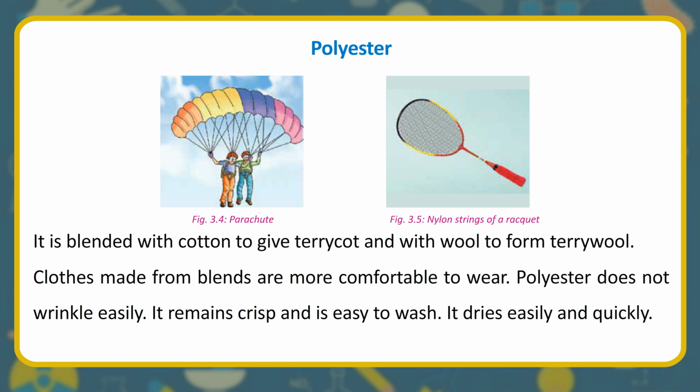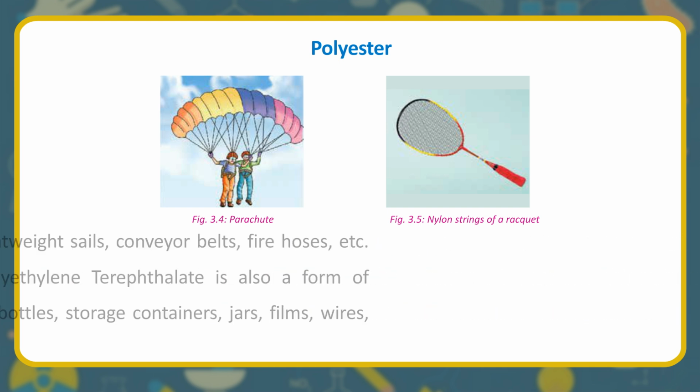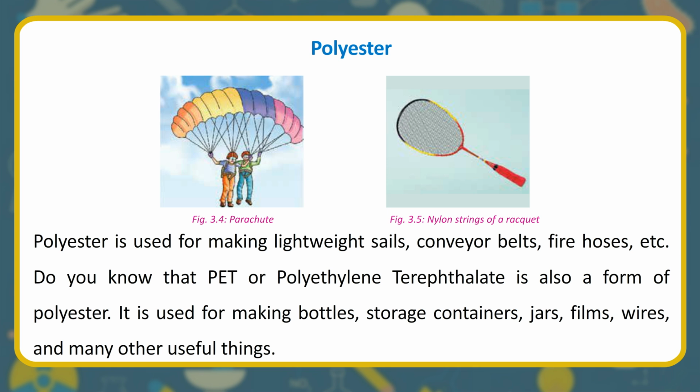Polyester does not wrinkle easily. It remains crisp and is easy to wash. It dries easily and quickly. Polyester is used for making lightweight sails, conveyor belts, fire hoses, etc.